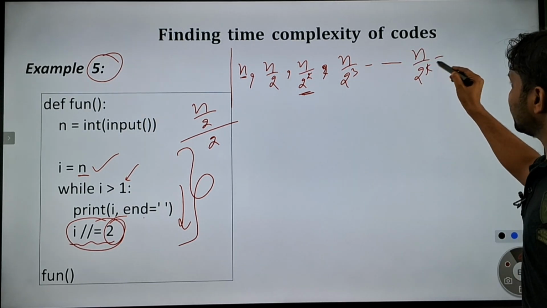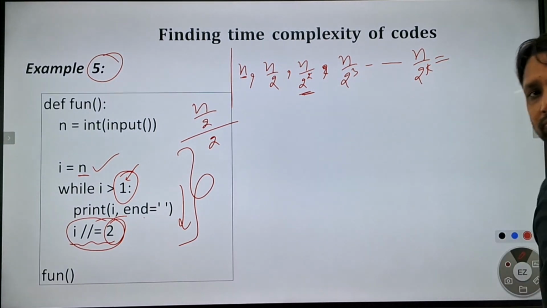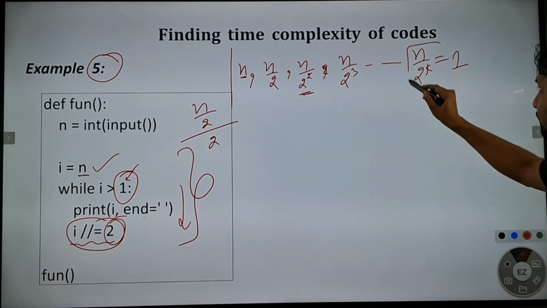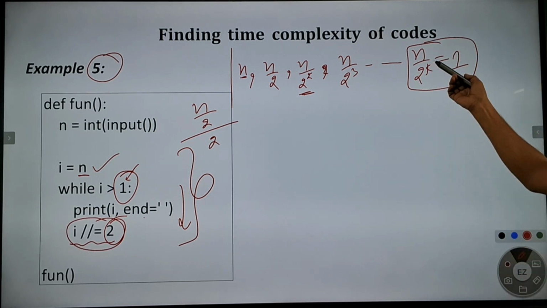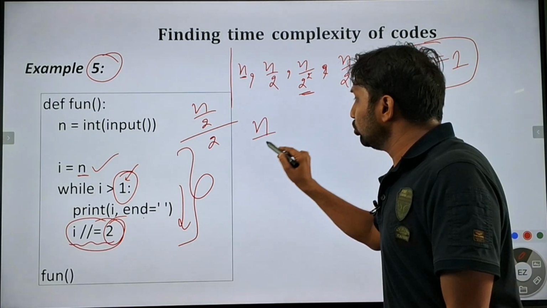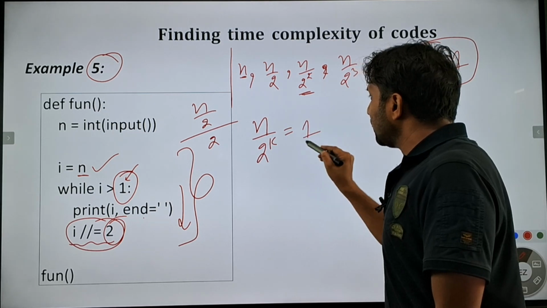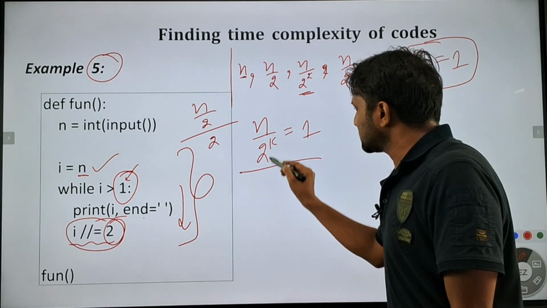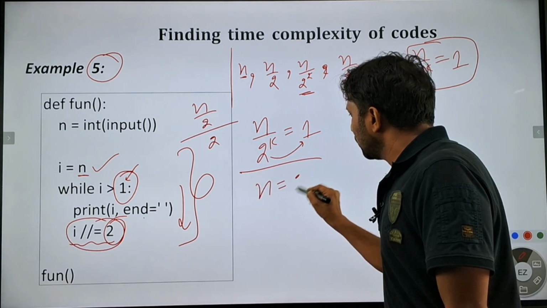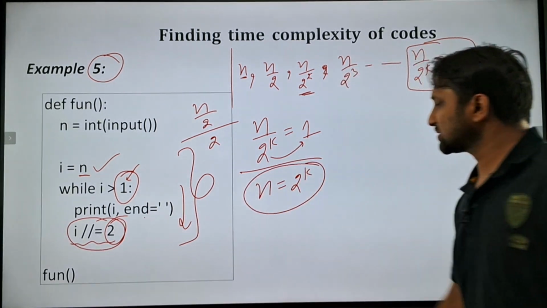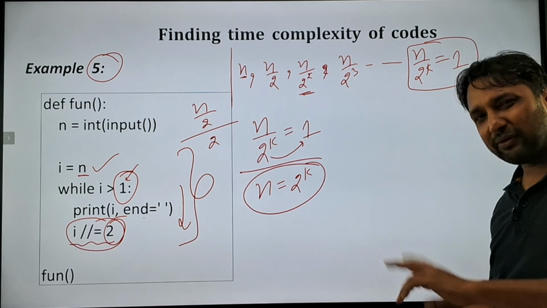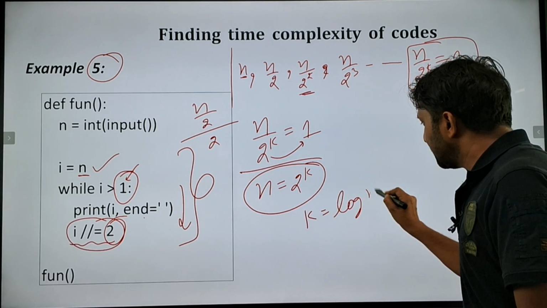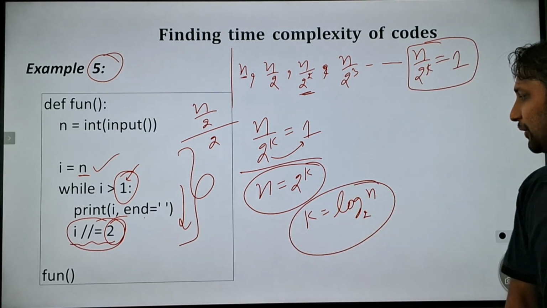Until this reaches 1, we will keep executing. The moment this reaches 1, we will come out of the loop. Now you can solve it and find the k value. What is k? How many times the loop is executing. This is the same statement: n equal to 2 power k. We have already solved this by taking log on both sides in the previous slide. So this will give us the k value as log n base 2.